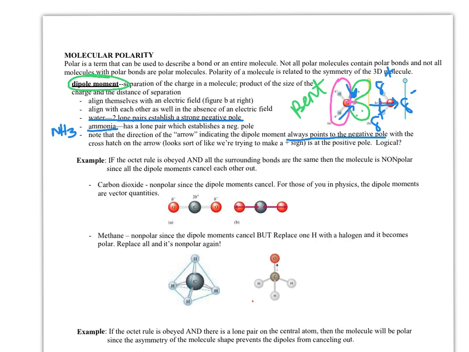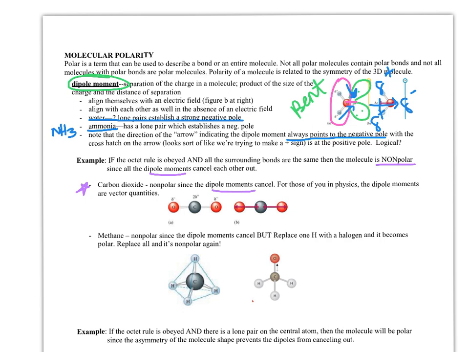All right, so here's an example. If the octet rule is obeyed and all of the surrounding bonds are the same, then the molecule would be nonpolar, because all the dipole moments are going to cancel out. So even if we have polar bonds, in something like carbon dioxide, it's going to be nonpolar. It does have polar dipole moments individually, but overall it does not. They're going to cancel each other out.